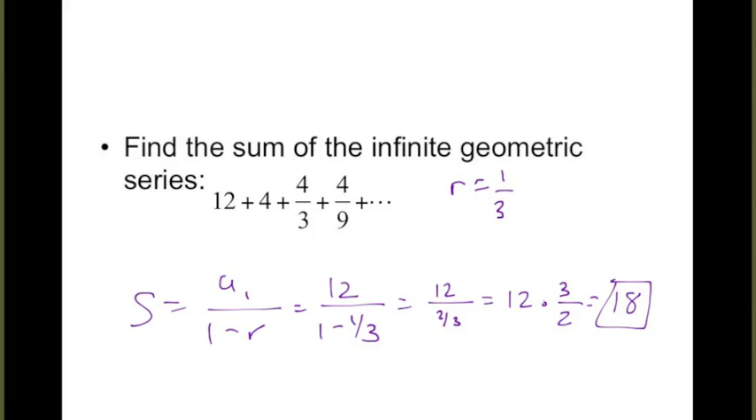Do we have to reduce the fractions? They should be reduced. Yeah, they should be reduced.